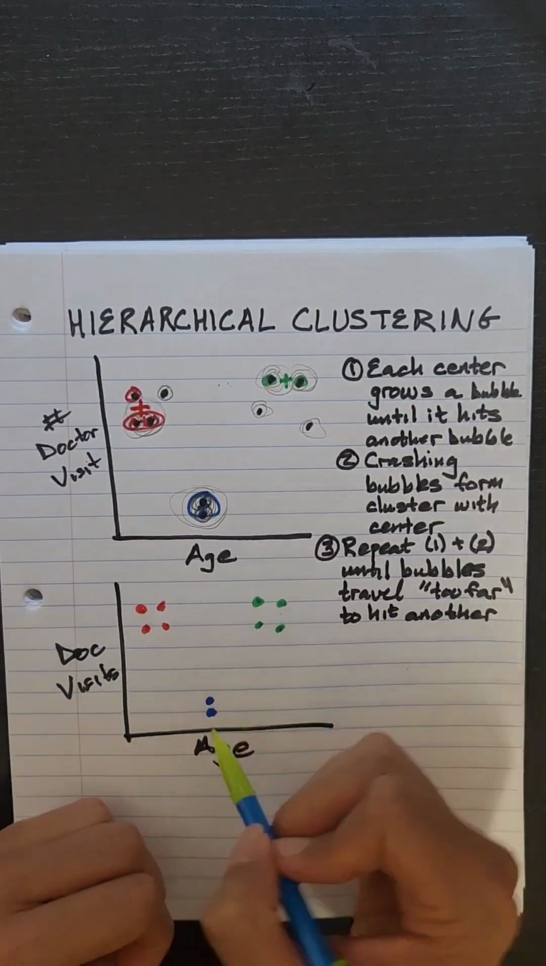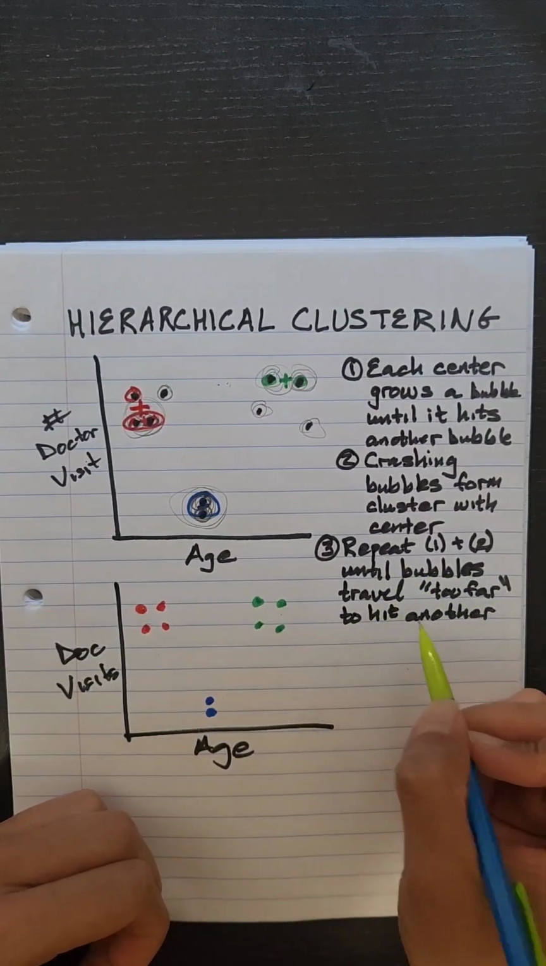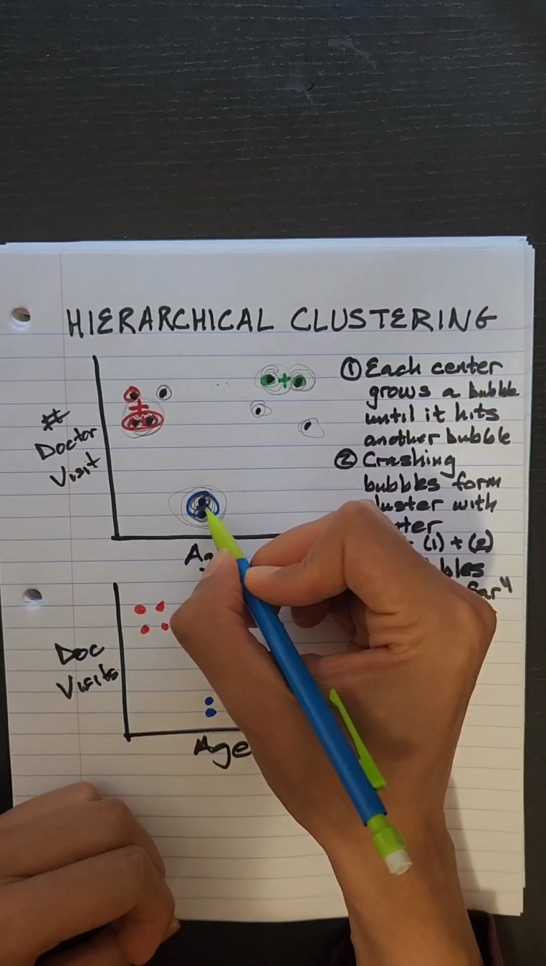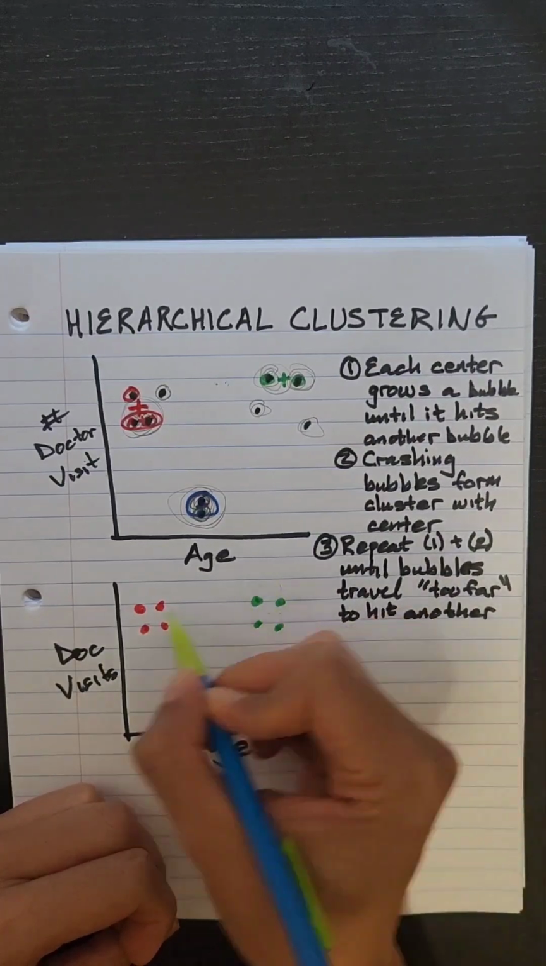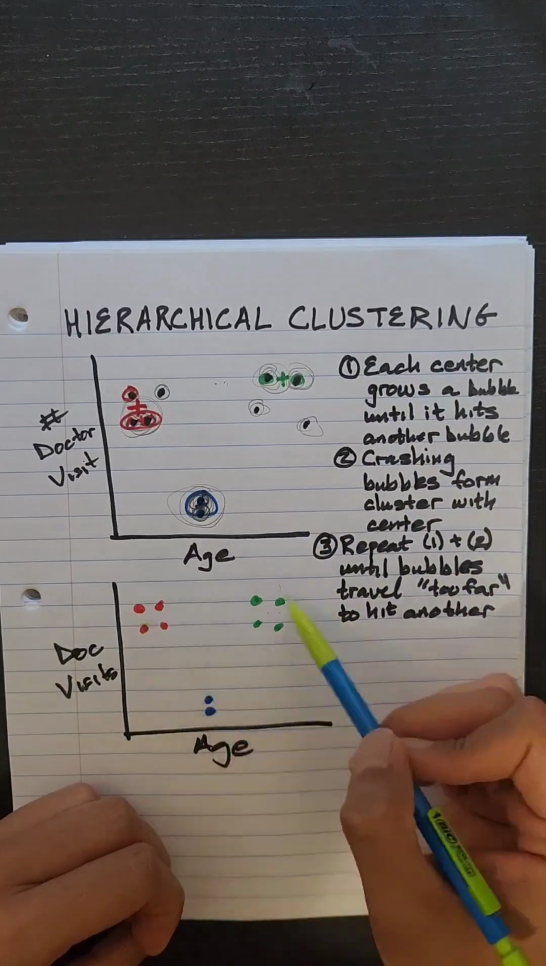So why do we stop at 3 clusters? It's because if we kept on going, the bubbles would have to travel way too far to hit another cluster. So imagine the bubbles growing. Before, they just had to grow a little to hit another cluster. Whereas now, you have to travel so far to hit another bubble. Thus, this is hierarchical clustering, and we get a 3-cluster solution.